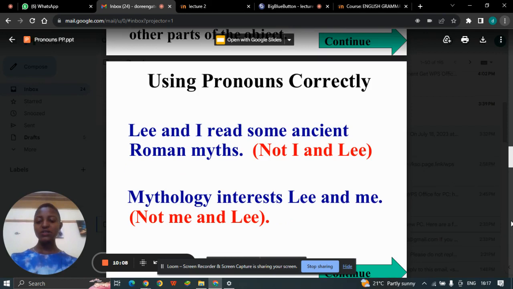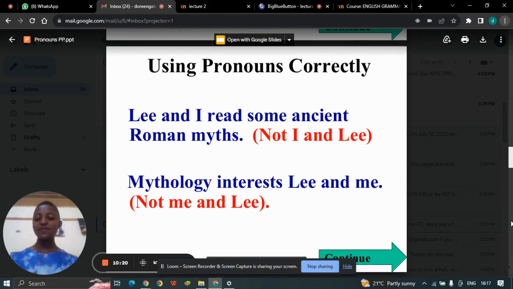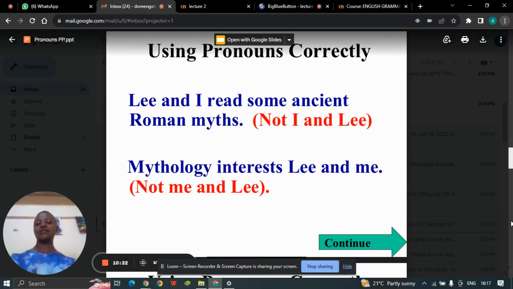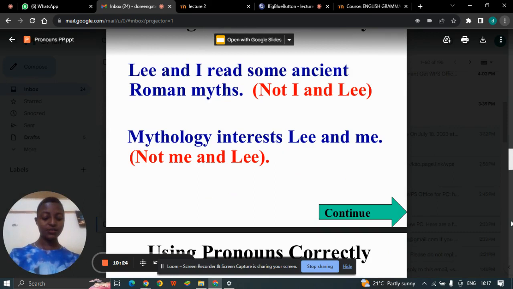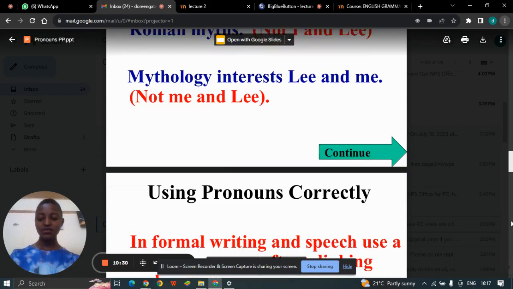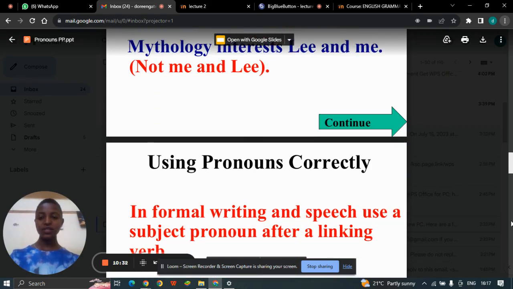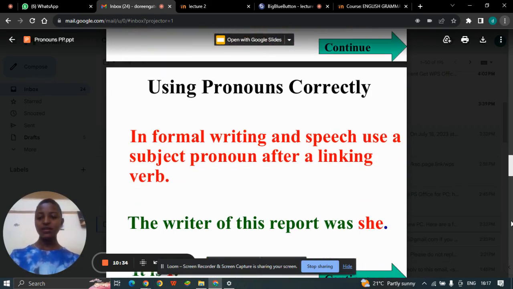In this case, you have to say Lee and I read some ancient Roman myth, not I and Lee. It should be Lee and I. Mythology interests Lee and me, not me and Lee. So for the rules I've given you about the object of the preposition and so on, please work on them. Yeah?